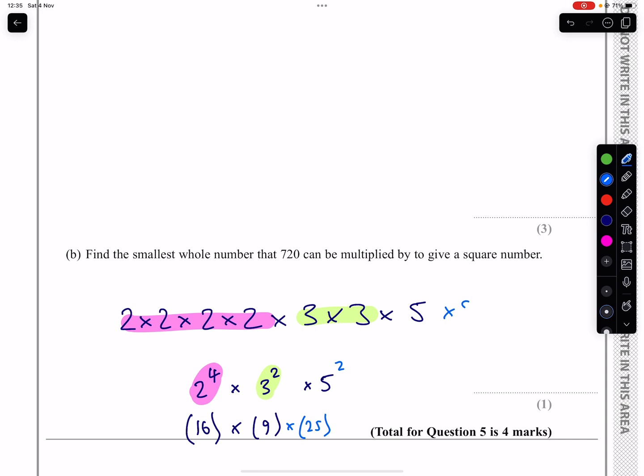Therefore, I need an extra times by 5, and that's what the question's asking for. Find the smallest whole number that you would times to 720 in order to give you a square number. So the answer is 5. Done.